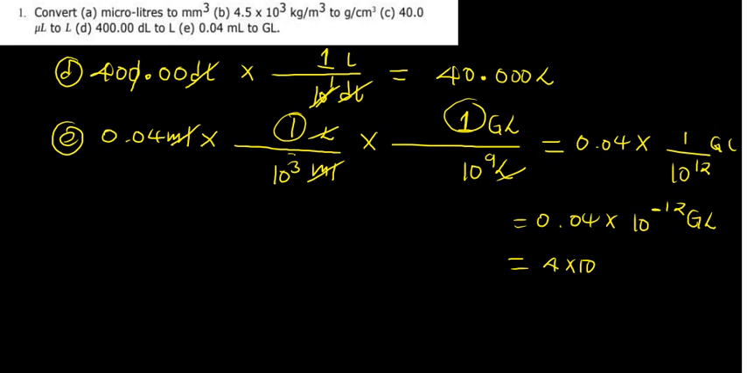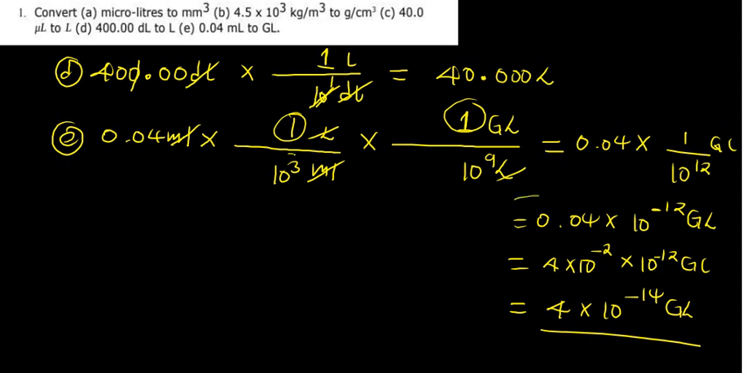Remember, when you're moving the decimal point in this direction, the power is going to be negative. So that will be 4 times 10 to the power negative 2, because the decimal point has moved twice. And then you also have times 10 to the power negative 12 gigaliters. With 10 to the power negative 2 and 10 to the power negative 12, same bases multiplying, you add the powers. So you are going to add negative 2 plus negative 12. That is going to give you what? Negative 14 gigaliters. So that would be the answer. If it was multiple choice, if this one is not there, then this one should be there.